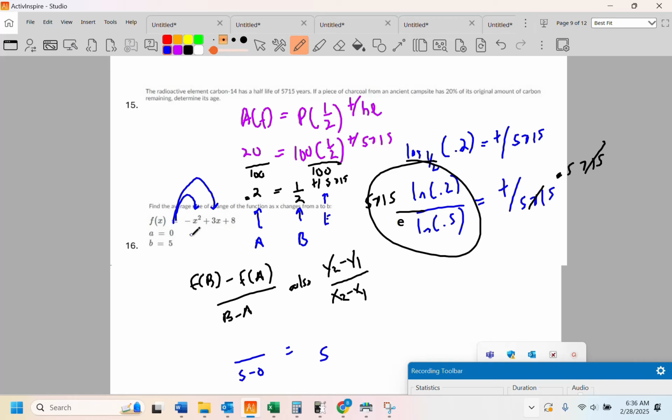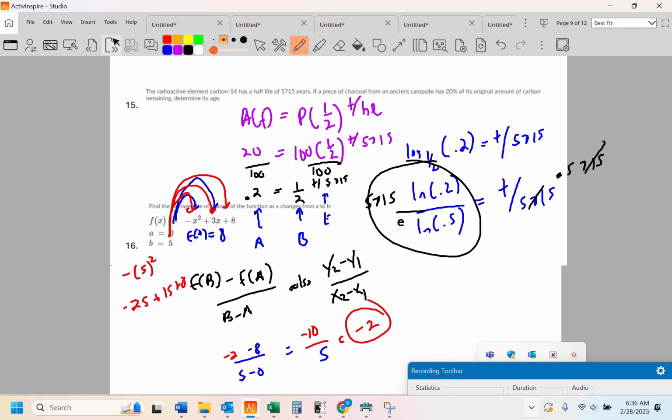Okay, so F of 0 is 8. And let's see, that was A, so minus 8. And I'm going to have to plug a 5 in. Big whoop. I'll have a negative 5 that is squared. I'm not squaring a negative 5. I have a negative 5 that is squared, which is negative 25. Plus 3 times 5 is 15 plus 8. So that's going to be negative 10 plus 8, which is negative 2. So negative 2 minus 8 is negative 10. Negative 10 over 5 is negative 2. There's your average rate of change over the interval A to B.